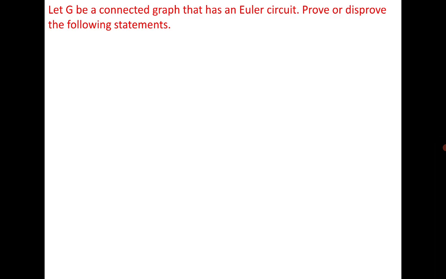The next question says that assume that graph G is Eulerian. You need to prove or disprove the following statement. To prove it, you need to give a justification. To disprove, you need to produce a counterexample. So the first statement says that if G is Eulerian as well as bipartite, then it must have an even number of edges. Think over it. If false, give a counterexample. If true, why?